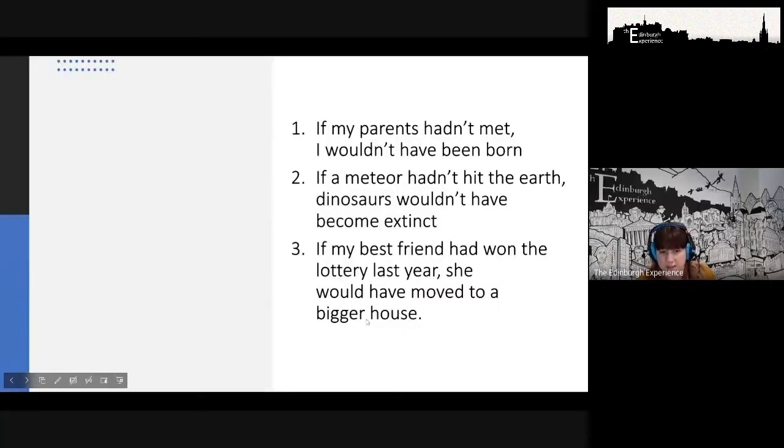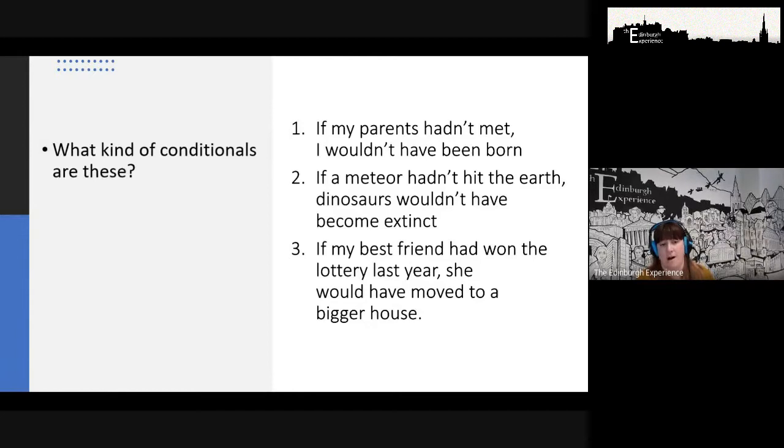So I've got 3 examples here. Can you please just have a look at those conditionals and tell me what kind of conditional they are? If my parents hadn't met, I wouldn't have been born. If a meteor hadn't hit the Earth, dinosaurs wouldn't have become extinct. If my best friend had won the lottery last year, she'd have moved to a bigger house.